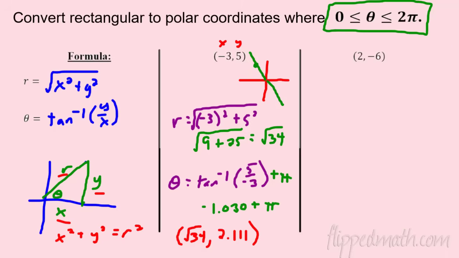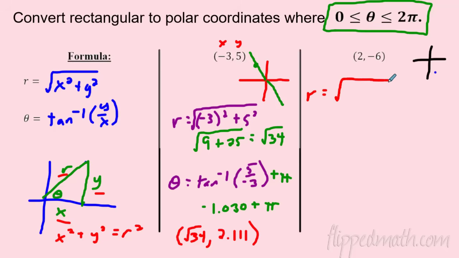Awesome. Let's try another example. Just before I get too far, I like to say, what quadrant am I dealing with here? I'm over 2, down 6. I'm in quadrant 4. So I've got to make sure when I'm done, everything matches up. It's a massive plug and chug. Once you have the formulas, it's really just go for it.